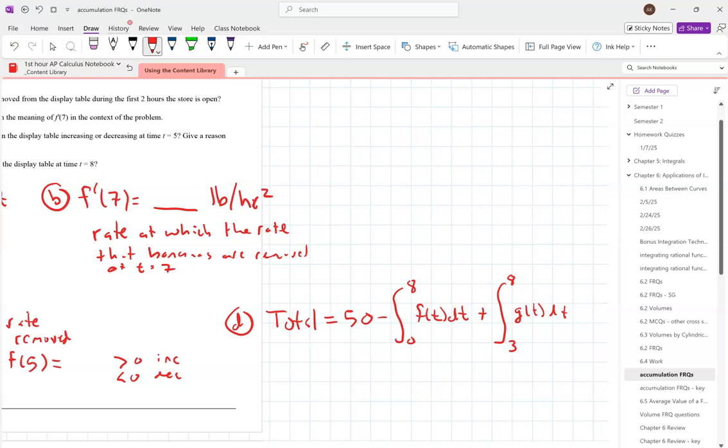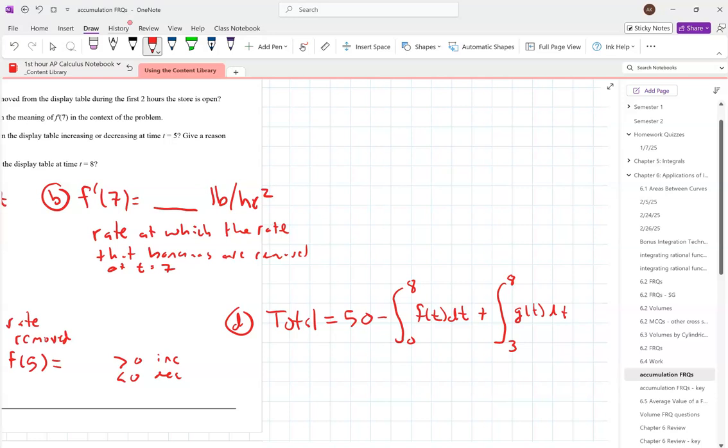Don't waste a bunch of time trying to write something down that was defined as f of t or g of t or whatever earlier. Just write down what you did with that name and just be done with it.